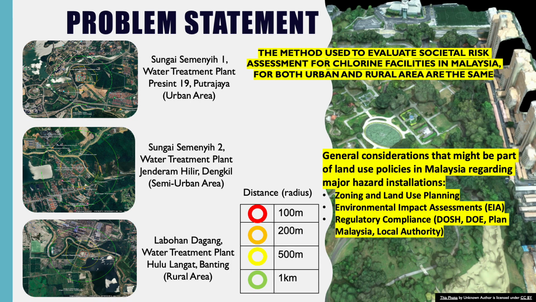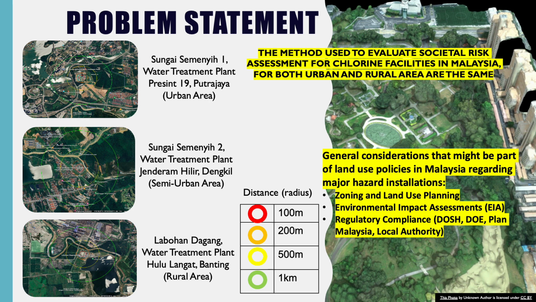The second problem statement is the method used to evaluate societal risk for chlorine facilities in Malaysia. The same method is used to evaluate societal risk in both urban and rural areas.